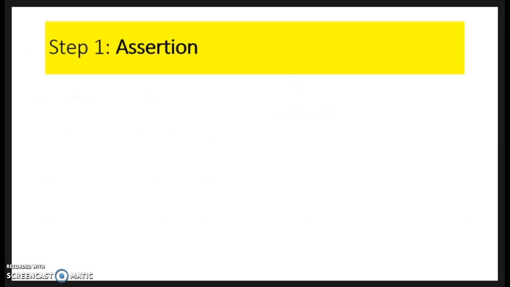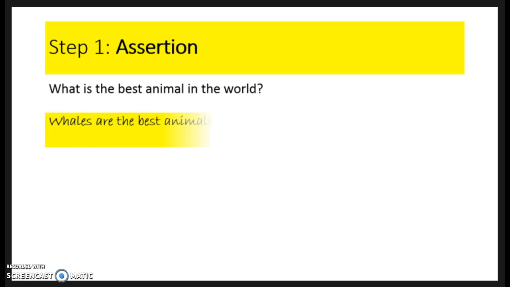Step 1. Assertion. An assertion is a stated fact or belief that is usually followed with an explanation. In this step, you will write a sentence that is an assertion. The only rule is that the assertion must answer the question completely. What is the best animal in the world? Whales are the best animal in the world. There was nothing wrong with the first statement made by our absolutely anonymous person.